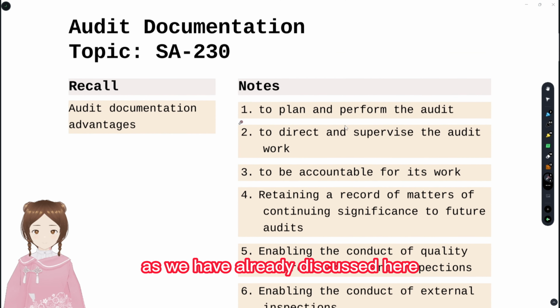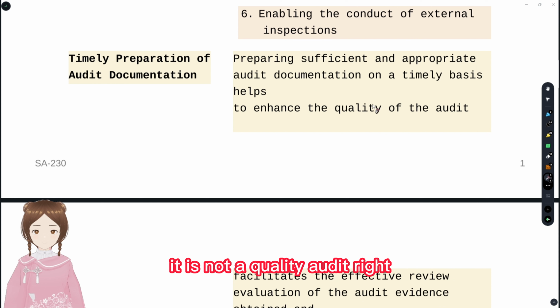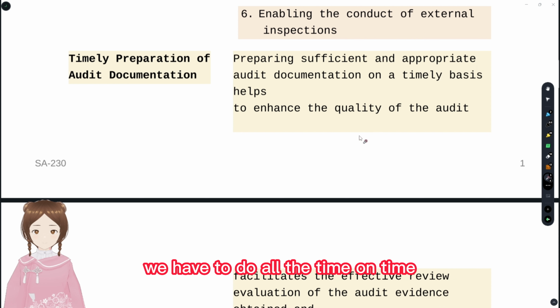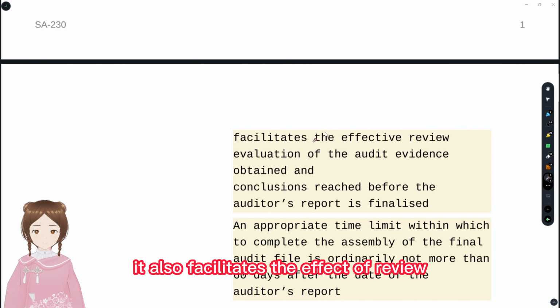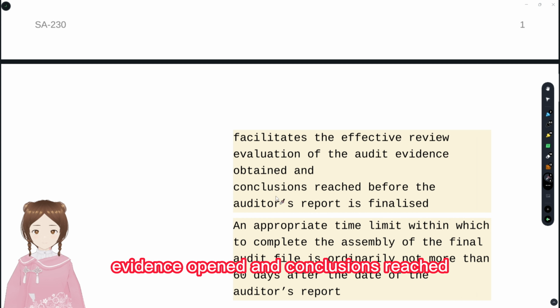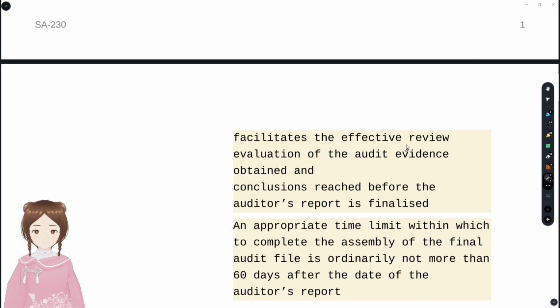As we have already discussed here, when you give 10 instructions and the engagement team does 4 to 5, it is not a quality audit, right? They have to do all the 10 out of 10. That's where the quality of the audit lies. It also facilitates the effective review and evaluation of the audit evidence obtained and conclusions reached before the auditor's report is finalized. That is, to review the audit evidence and evaluate the conclusions.